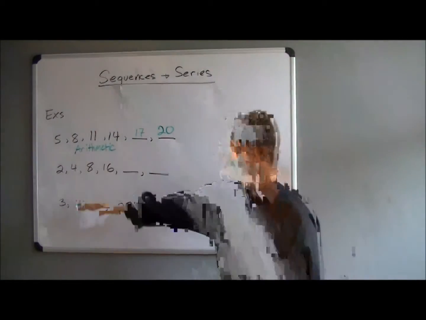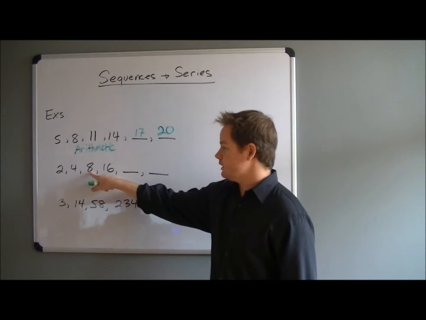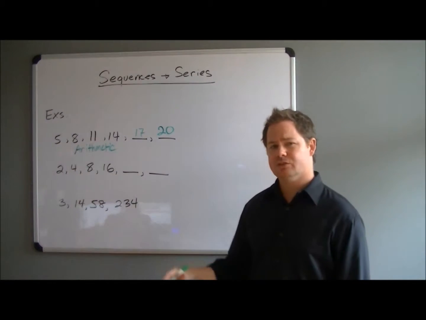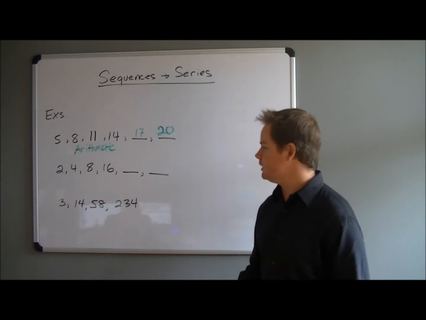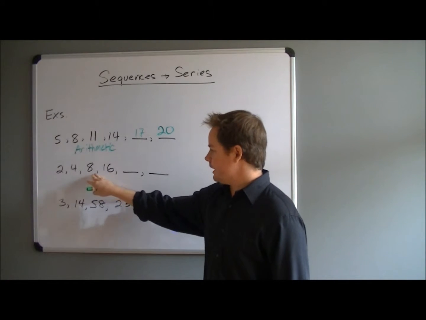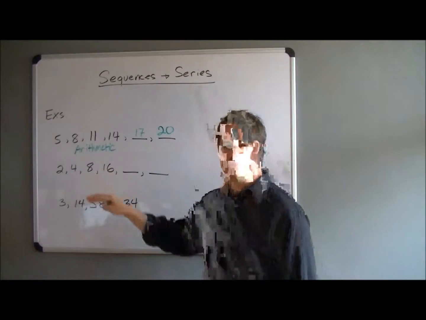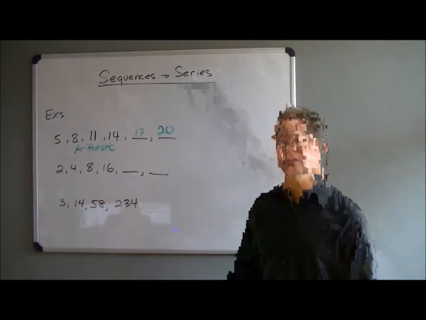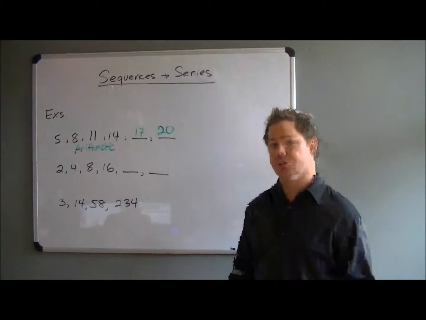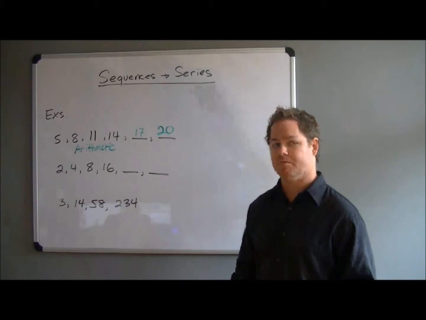In this one, we see that we go from 2 to 4 to 8 to 16. So if you were to look at the difference between each term, we notice that from 8 to 16, that's a difference of 8. Whereas from 4 to 8, that's only a difference of 4. So it's definitely not, in this case, an arithmetic sequence because we're not adding the same amount every time.